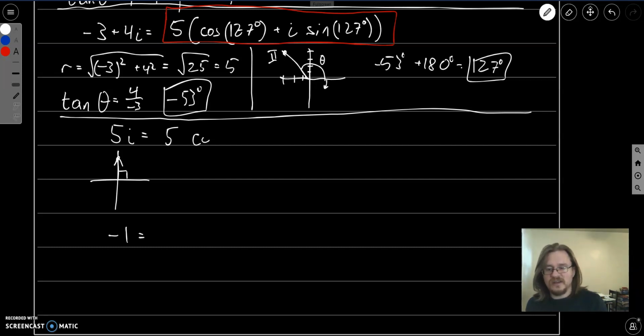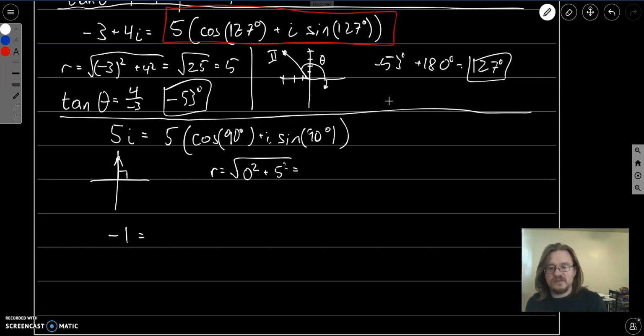So this is going to be 5 times cosine of 90 degrees, plus i sine 90 degrees. And that's it. I could do that just from drawing the picture and looking at this. We can go through the motions, however, and r is going to be the square root of the x value squared, which is 0 squared, and the y value squared. So this is going to be the square root of 25, which is 5.